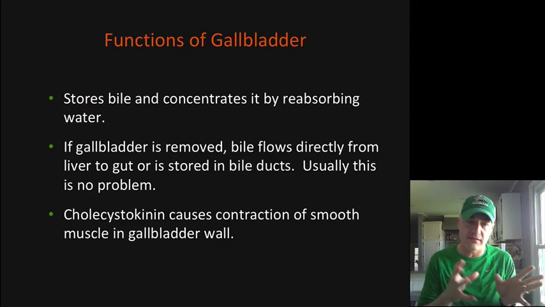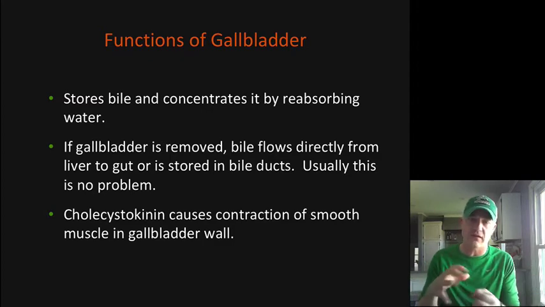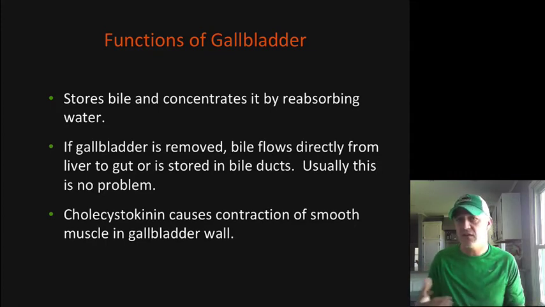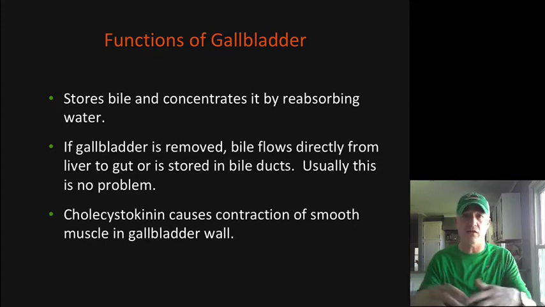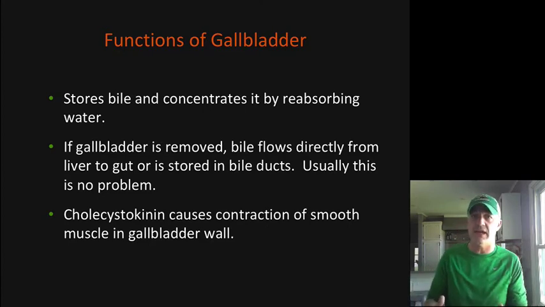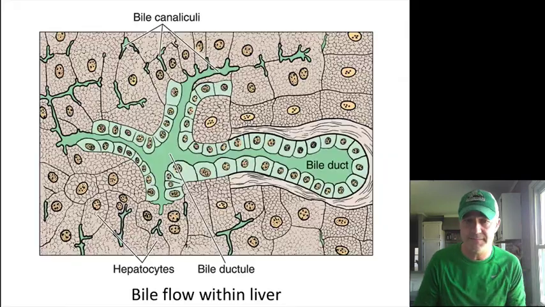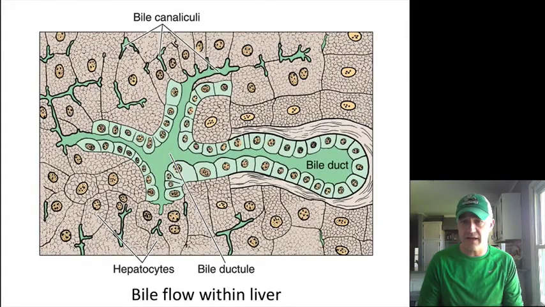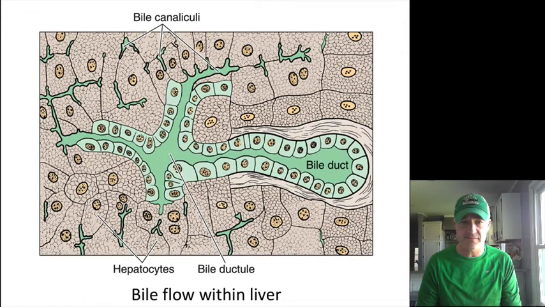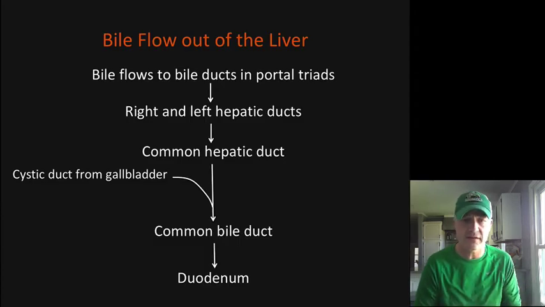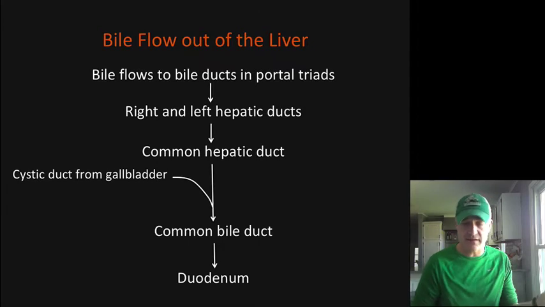CCK, like I said, is what is going to trigger the contraction of that, and we know it also works on the pancreas to release some of its secretions. So you can see how that's a signal to get all the ingredients into that mixing bowl, which is the duodenum, so we can start doing the rest of the digestive functions. And you can see these bile canaliculi and the bile duct here within the liver. This is the basic bile flow out of the liver over to the cystic duct and into the gallbladder, and then you can see the common bile duct down to the duodenum.